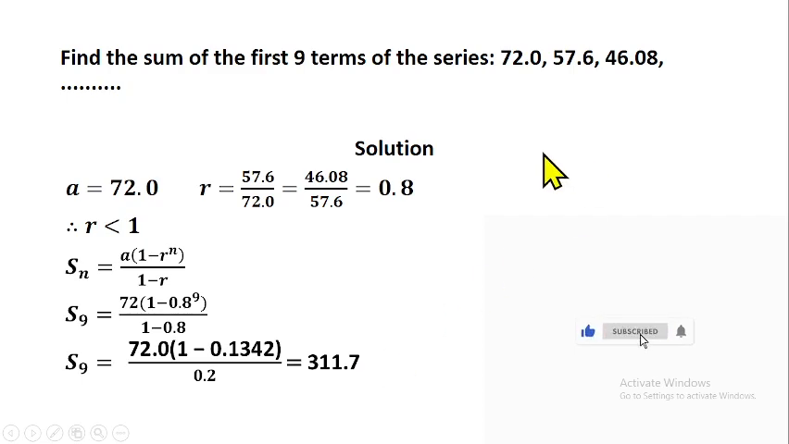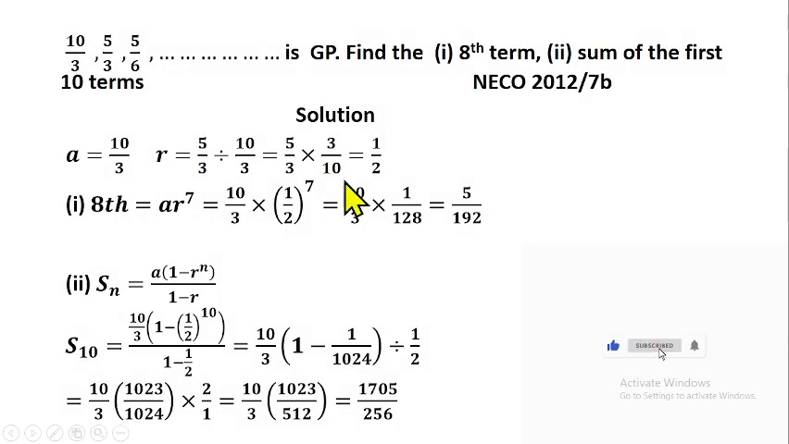Do you understand that? Let's see another question. This is a NECO question, NECO 112, question number 7b. We have 10 over 3, 5 over 3, 5 over 6, and so on. It's a GP. You have been told that it's a GP. Find the 8th term, then sum the first 10 terms.